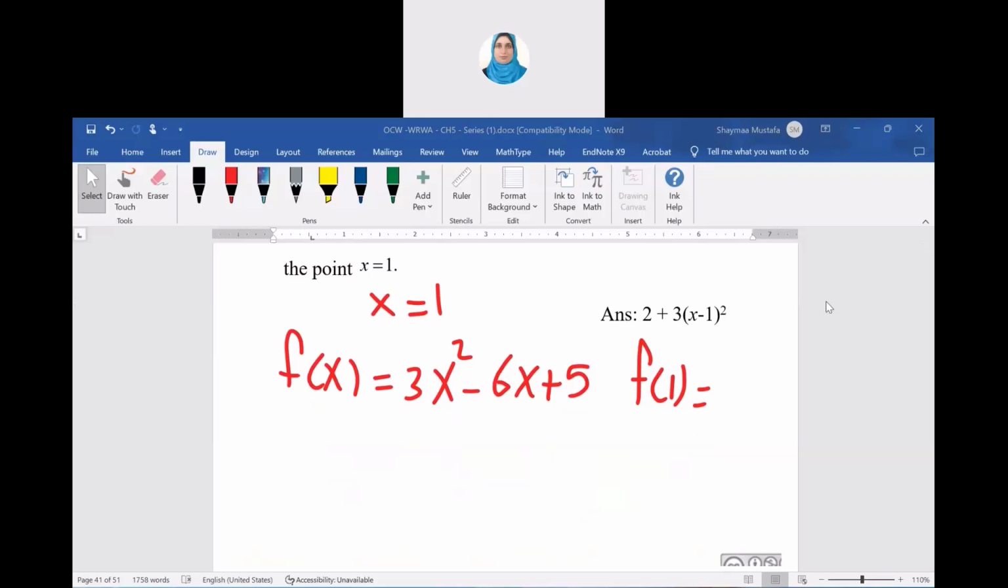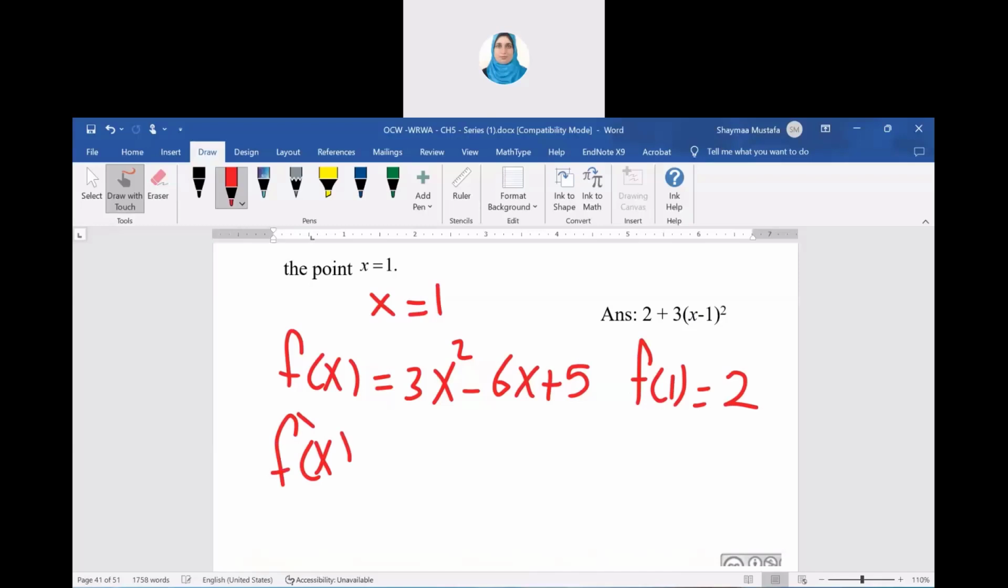So f of 1: substitute x equal to 1. If you put x equal to 1, you have 3 minus 6 plus 5, which means that f of 1 is equal to 2.